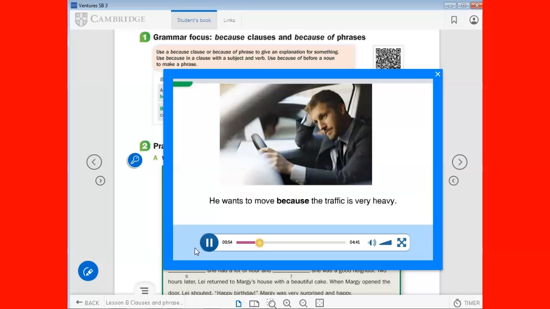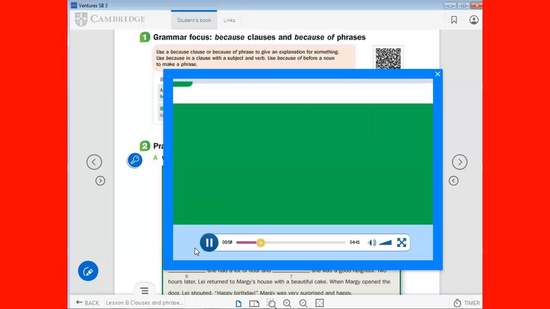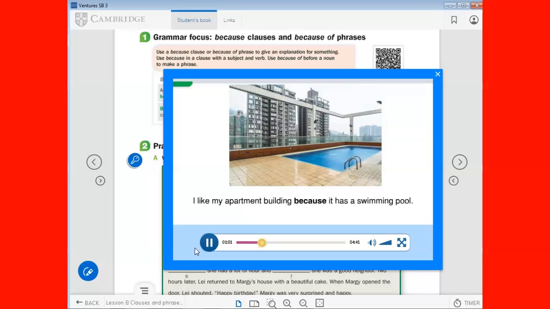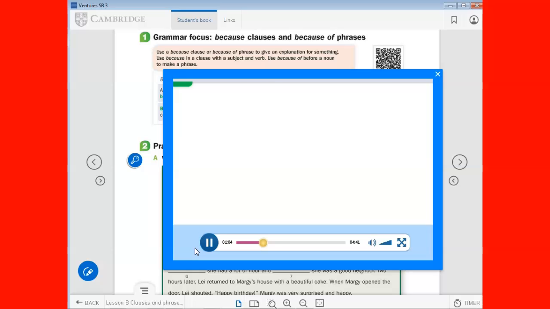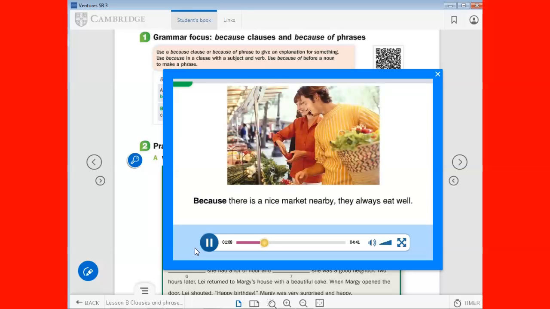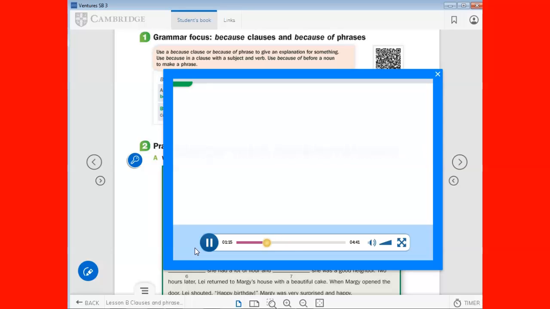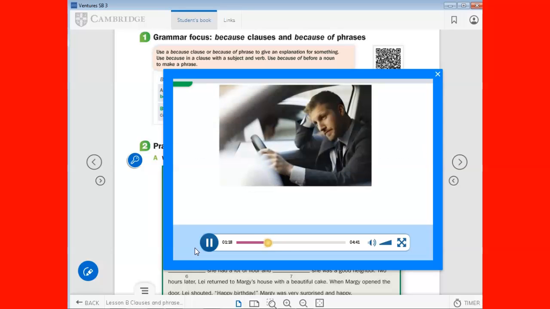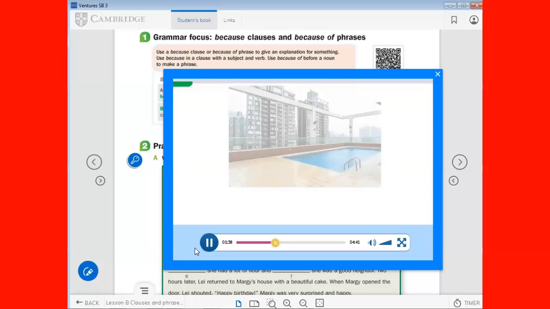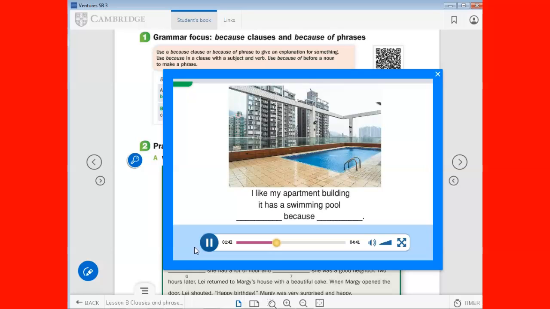He wants to move because the traffic is very heavy. I like my apartment building because it has a swimming pool. Because there is a nice market nearby, they always eat well. Check your understanding. Look at the picture. Read and listen to the 2 clauses. Then use them to complete the sentence. The traffic is very heavy. He wants to move. He wants to move because the traffic is very heavy. I like my apartment building. It has a swimming pool.